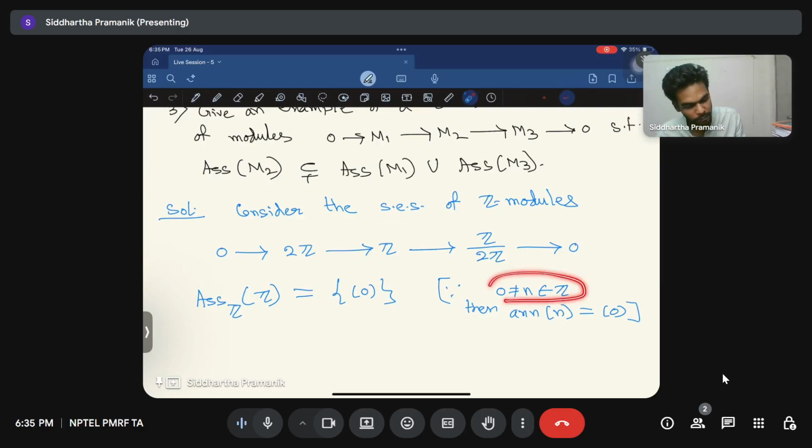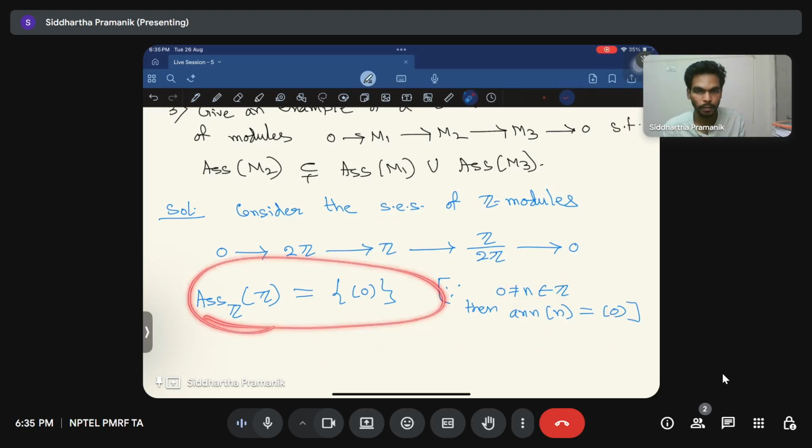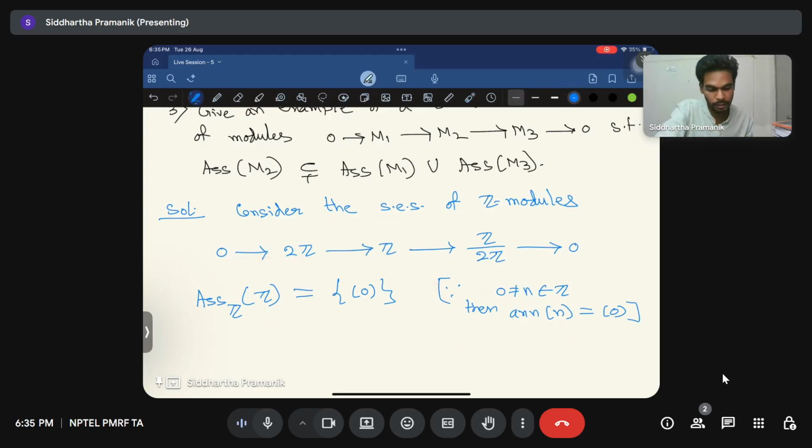Whatever non-zero element you take, its annihilator has to be the zero ideal. So 0 is the only associated prime of Z. That is one easy explanation, but there are other arguments also.